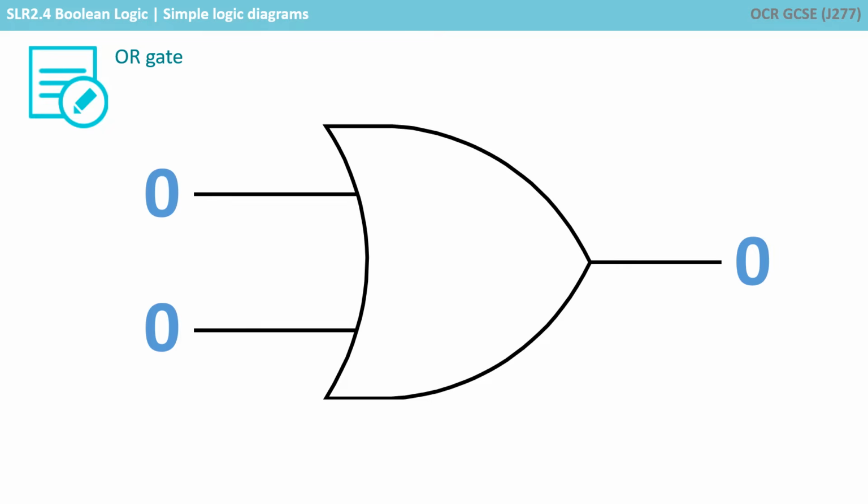The final gate is an OR gate. Again, as the name suggests, we have two inputs, but either of the inputs can be on for the output to be on. They don't both have to be on. It's one or the other. So in this situation where both inputs are 0, the output is 0. Now we have at least one input as a 1, the output is 1. The same if we switch them around, and indeed the same if they're both on.